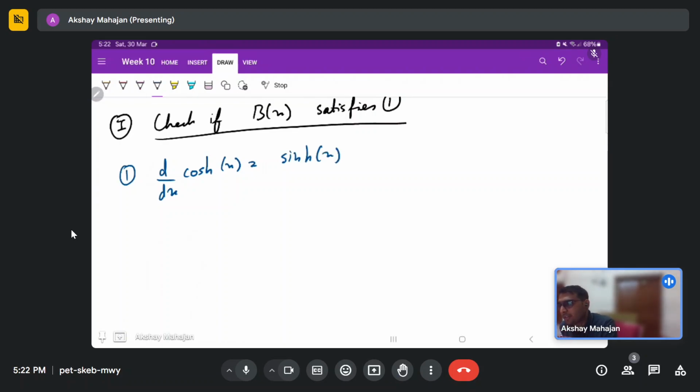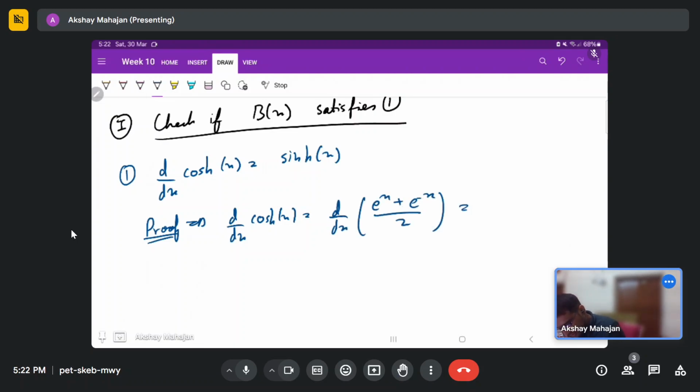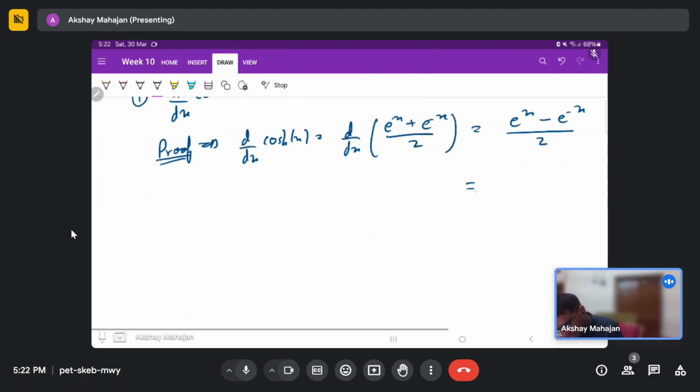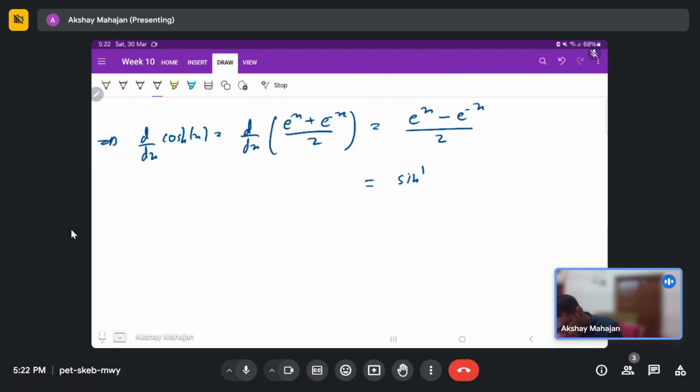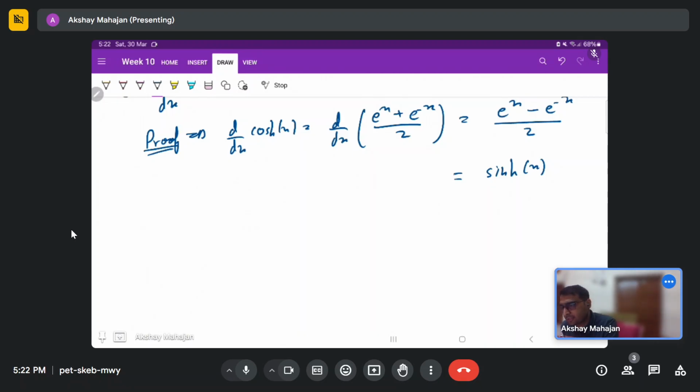Okay, so if you take the derivative of cosh x, it will be sinh x, and we can prove it quickly, which is not that difficult. So proof also we can give. It is d/dx of cosh x, which is d/dx of (e^x + e^(-x))/2. So e^x differentiation will be e^x, e^(-x) differentiation will be minus e^(-x). 2 is just a constant, and we know this is basically the formula for sinh x. So that's why d/dx of cosh x is sinh x.